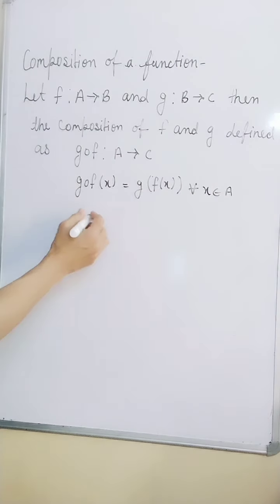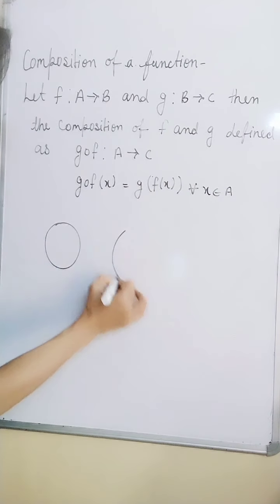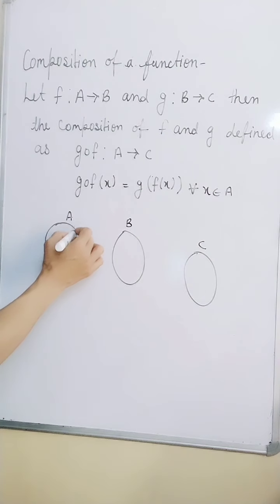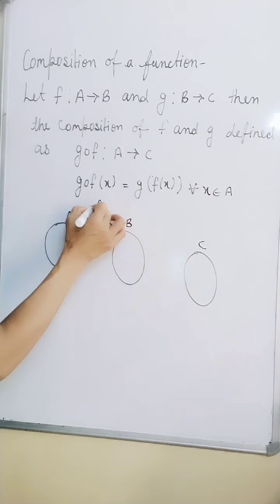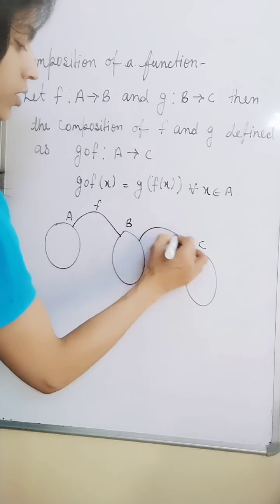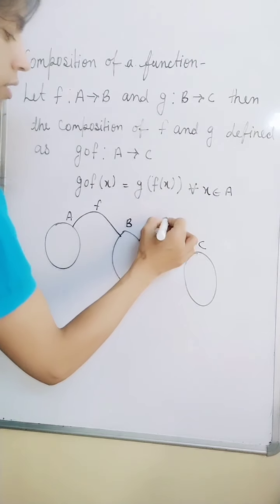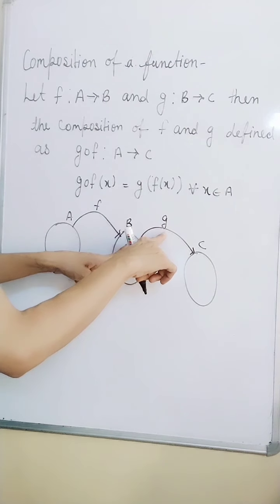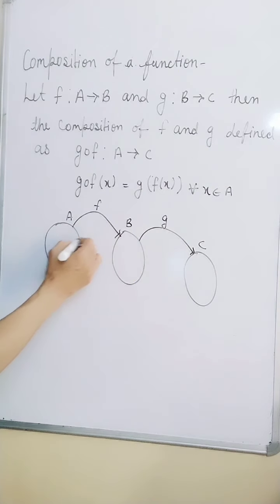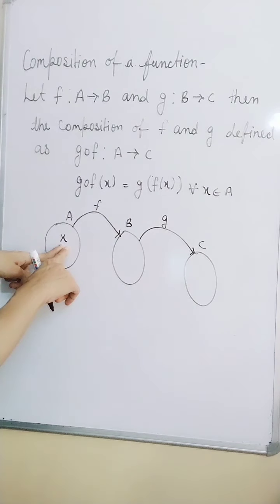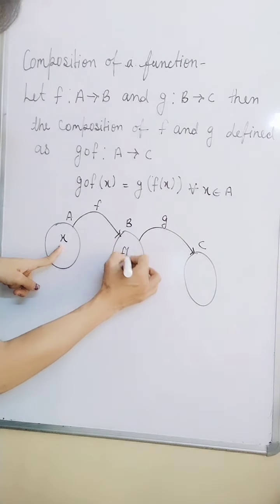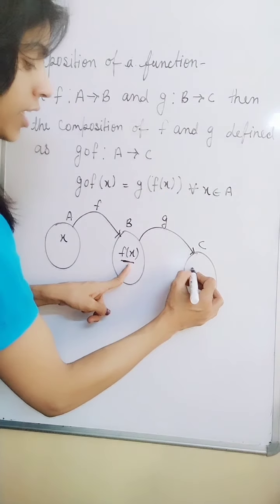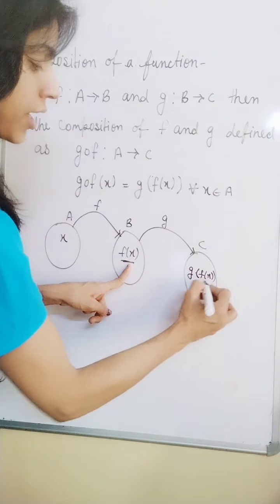We can understand it by this diagram also. Suppose there are three sets A, B and C, and suppose a function f from A to B and a function from B to C is g. Two functions, f is from A to B and the other function g is from B to C. Suppose there is one element x, its image in this set B will be f(x).